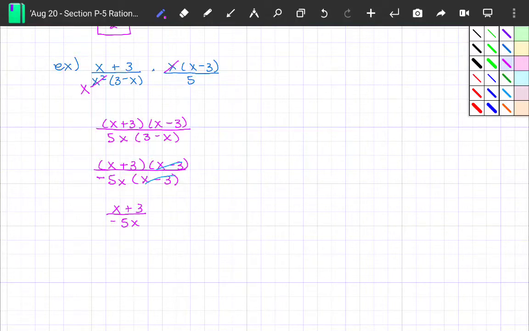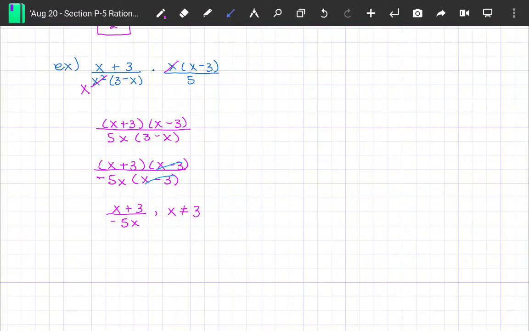Think about restrictions. So take a moment, pause the video actually, and think about what restrictions do we have to list. And if you were thinking that 3 is your restriction, you would be right. So in the original problem, we had a 3 minus x. X cannot equal 3. X would make that equal 0. But if x is 3 now, it's not going to cause a problem. So we have to include that as a restriction.